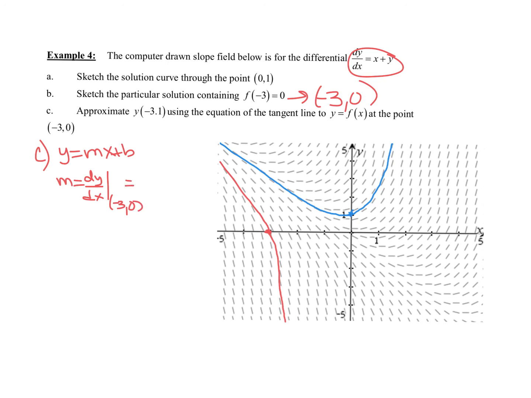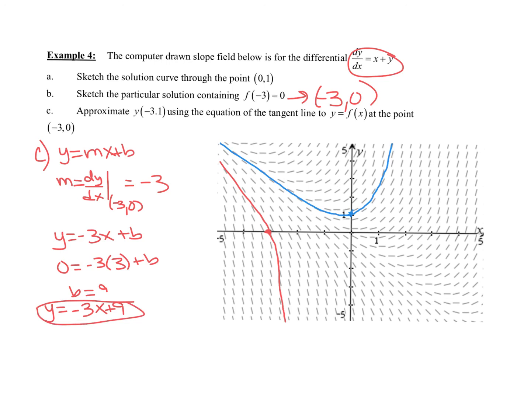You're going to find that the slope at that value is -3. We have the point already, it's (-3, 0). So we're just going to get y = -3x + b. You can work this out any way that you want to, and you end up getting that your b value is 9. So your tangent line is y = -3x + 9. We're not done with the problem, but you will get half credit if you get this far.